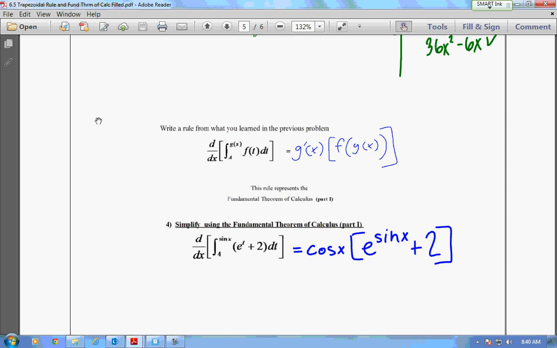Okay, so we did the derivative of an integral from 4 to sine x of a function e to the t. Notice we have a t instead of an x, plus 2 dt. What was the trick? Derivative of the top, derivative of sine x is cosine x. So e to the sine of x plus 2. Okay, so the x's are replaced into all the t's.